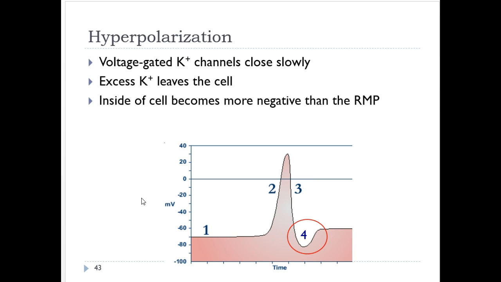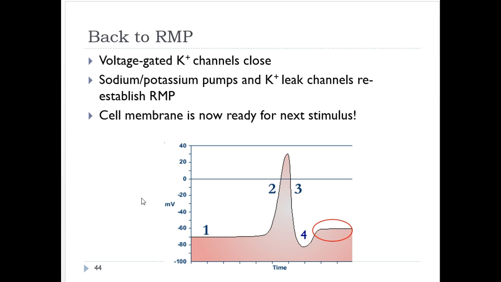Hyperpolarization is where the voltage-gated potassium channels are slowly closed. Excess potassium leaves the cell, and inside the cell it becomes more negative than at resting membrane potential. But we've got to get back to resting membrane potential, and we're going to do that with some energy. The voltage-gated potassium channels close. Sodium-potassium pumps are going to move that sodium and potassium. And the cell is brought back to resting membrane potential, and cells are ready for the next stimulus.